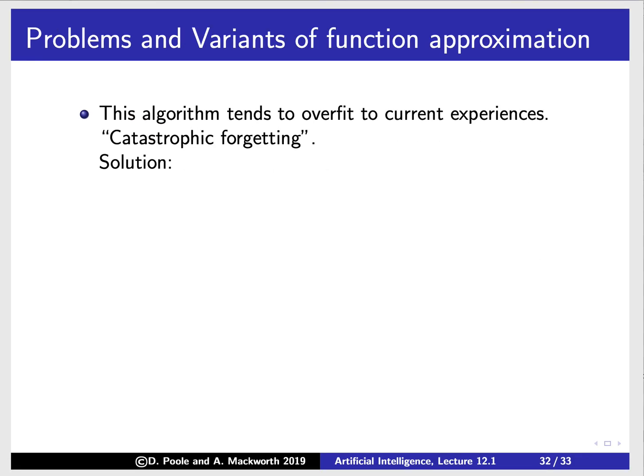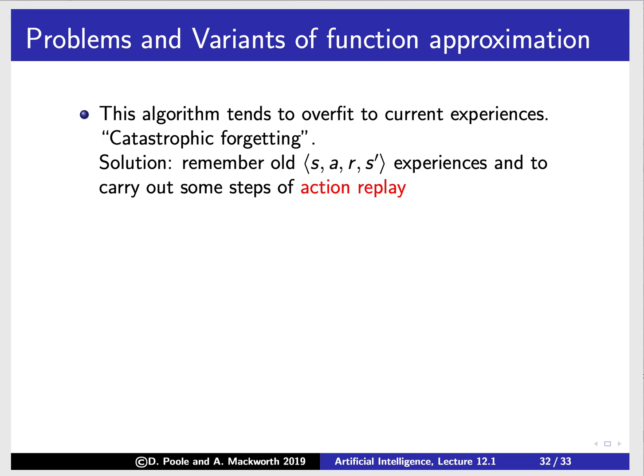So there's a whole lot of problems with doing this function approximation. First one is the algorithm tends to overfit to current experiences. This is called catastrophic forgetting. It's particularly bad for neural networks because you tend to get lots of experiences all around the same state and you forget about the other ones. The solution to this is to remember the old SARS prime experiences and carry out some kind of action replay. That's very common for neural network type models, where you remember previous experiences and just replay them.